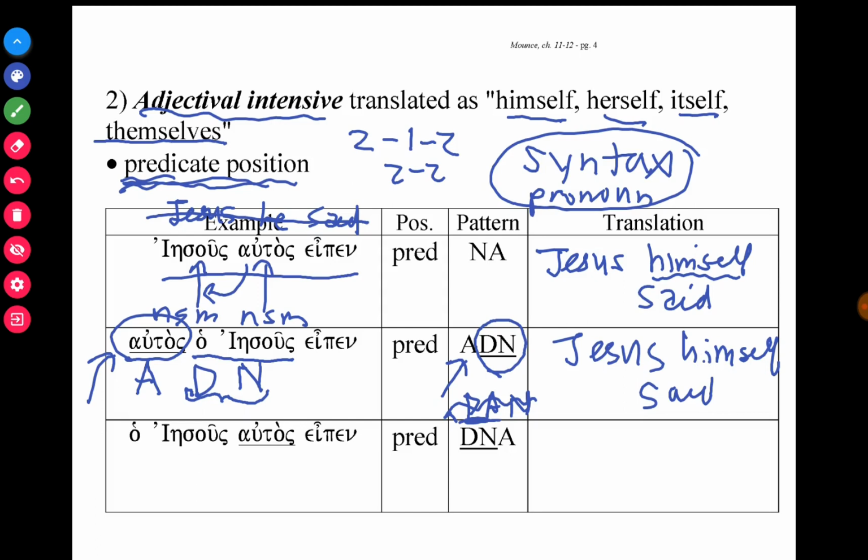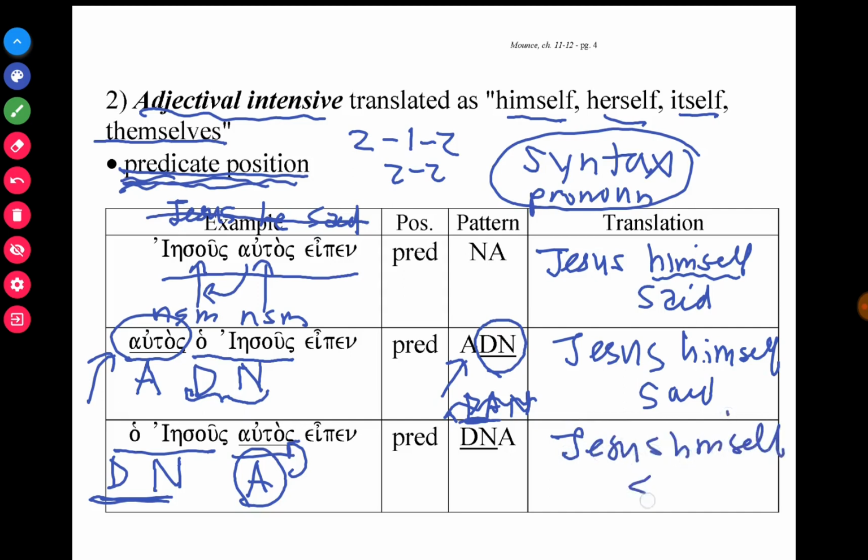And we have the same predicate position, but in different word order here, where we have the noun, the definite article, the noun, and the adjective. Notice again, the definite article is adjacent to the noun, so whatever is in the adjectival position, in this case the pronoun, is in what we call the predicate position. This is the adjectival predicate position. We would also translate this as Jesus himself said.